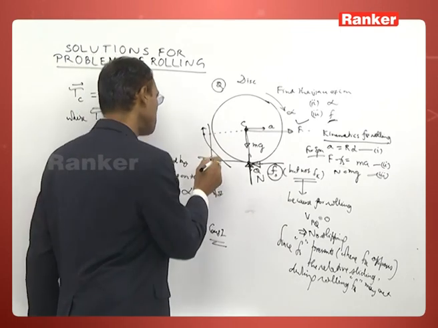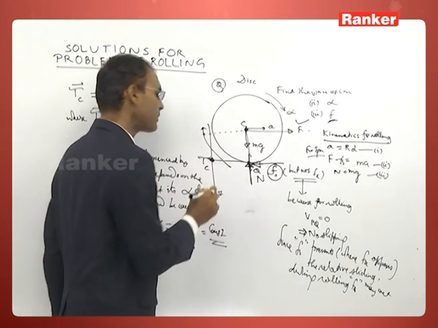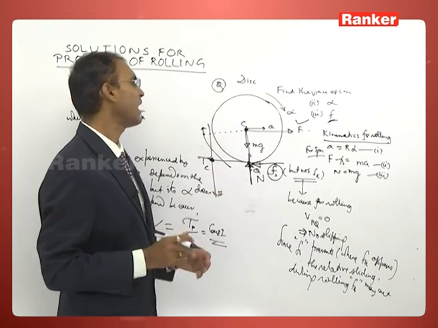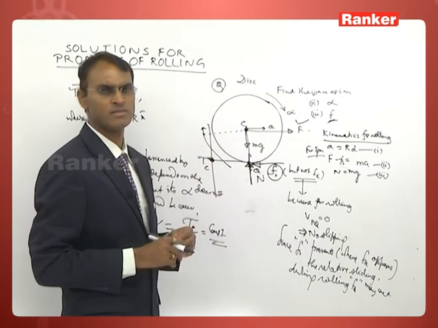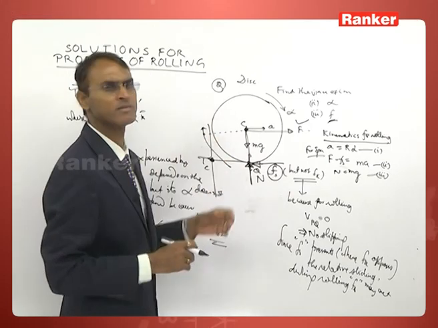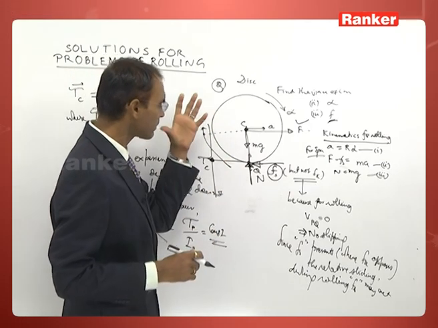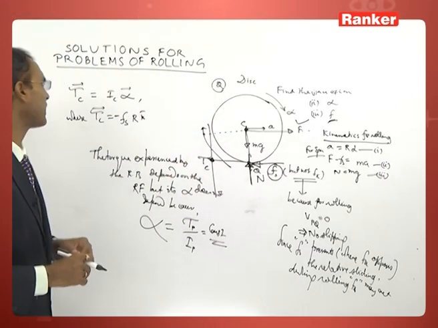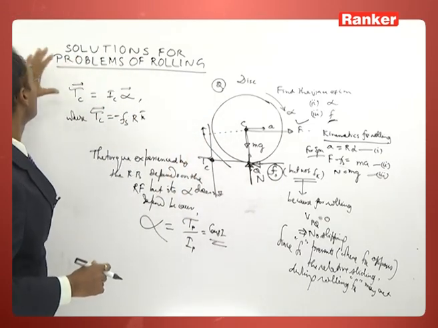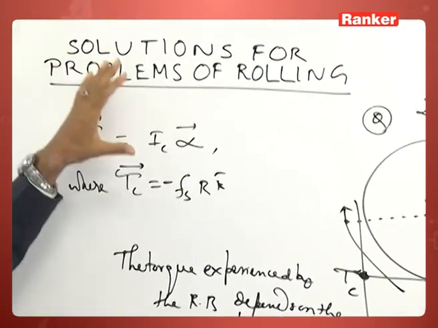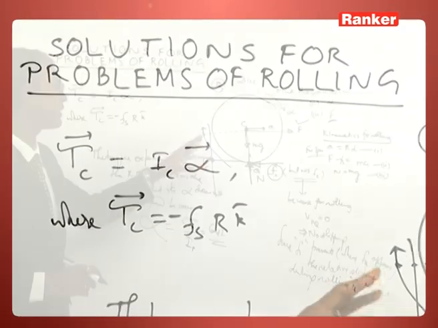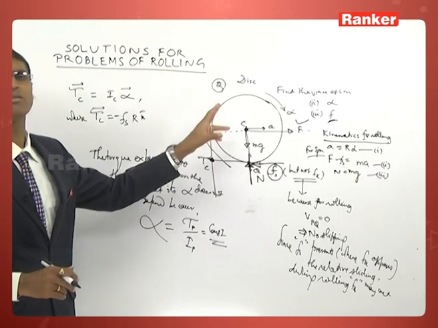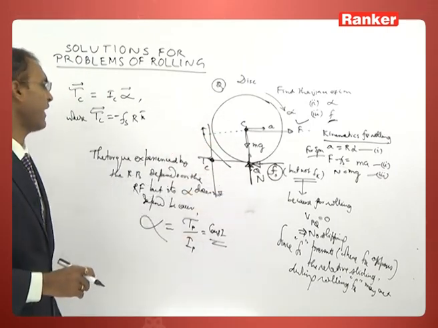When you solve the problem with respect to the ground frame, maybe after this example, I may explain the theory of how to solve the problems of rolling with respect to the ground frame. That's called the ground frame method. But these are solutions for problems of rolling. Solution number 1, we are following the center of mass method. About the center of mass we are taking the torque, not about the ground frame or ground point.